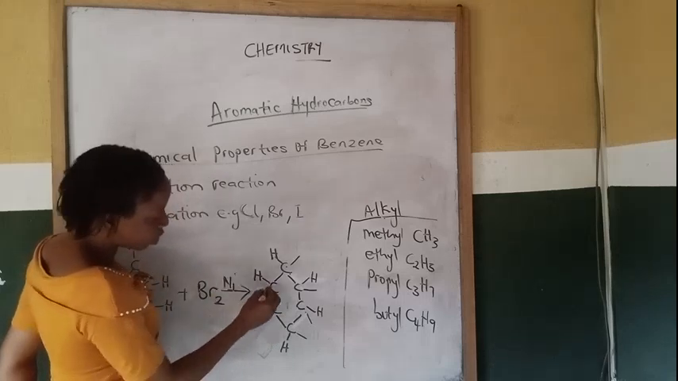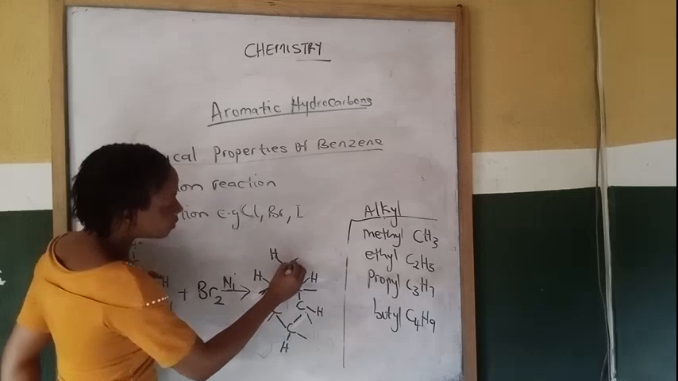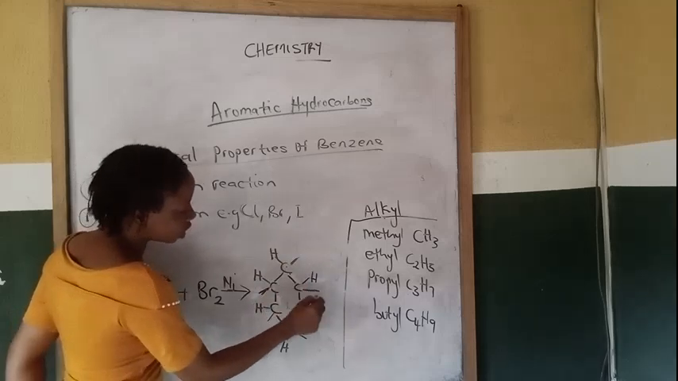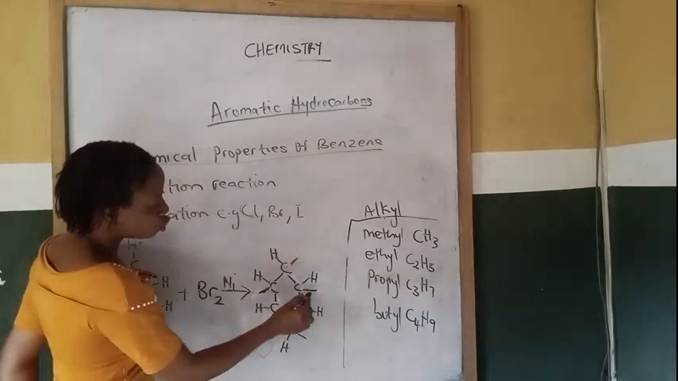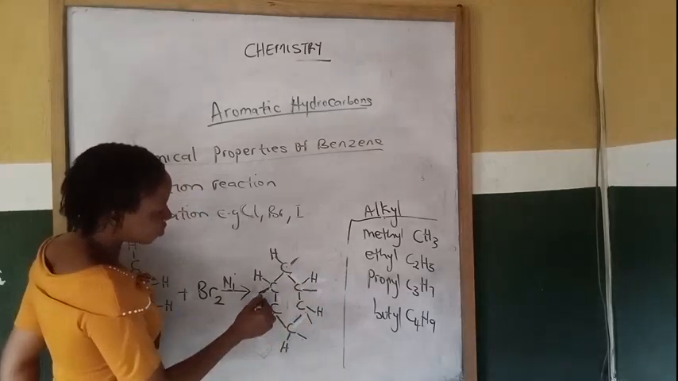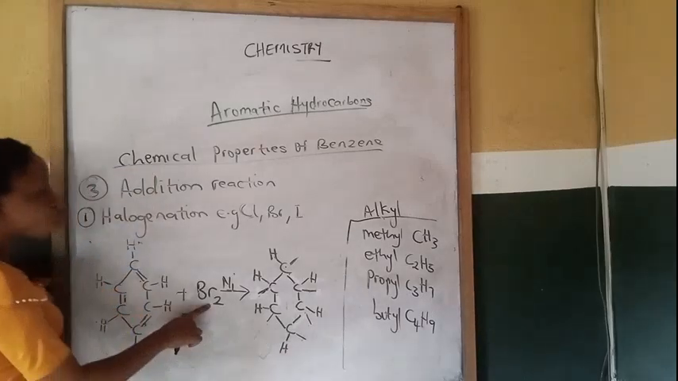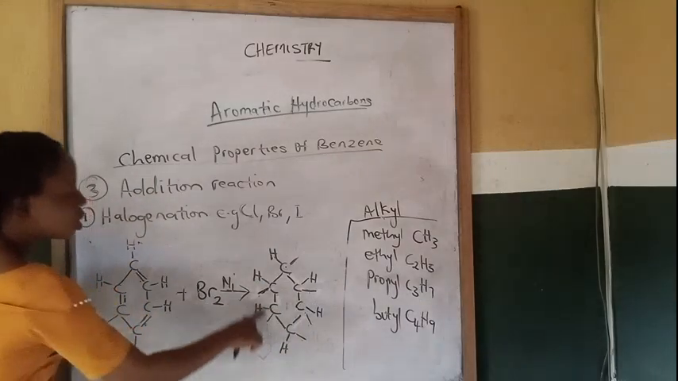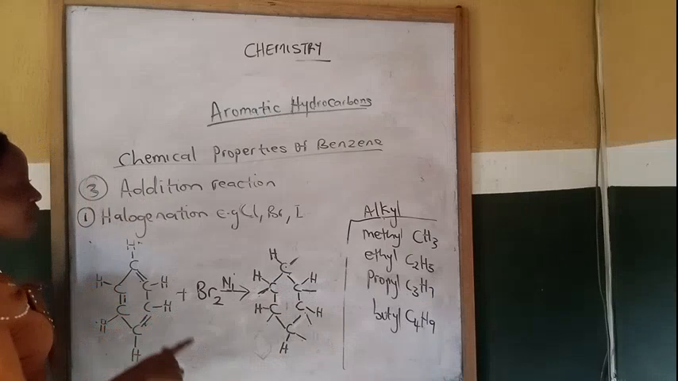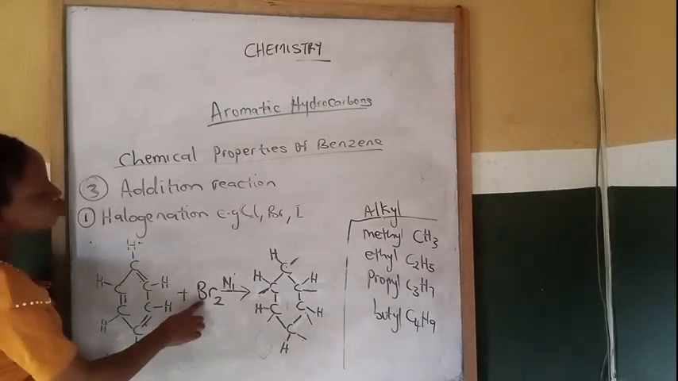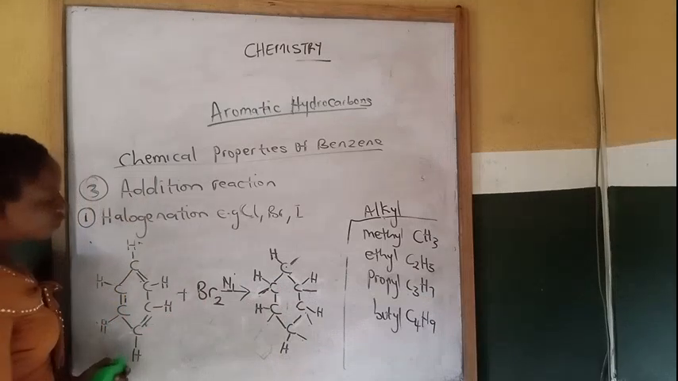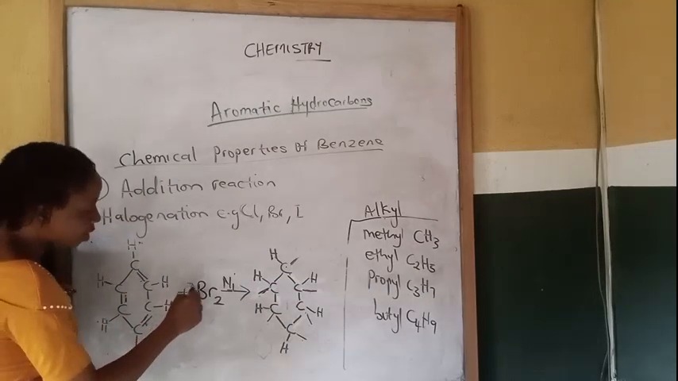So therefore, we have 6 empty bonds. So 1, 2, 3, 4, 5, 6. So we need 6 bromine to fill those 6 chemical bonds. So we need 6 bromine, and we have 2 bromine here. So we have to multiply these 2 by 3 to give us 6. So I will put 3 here.